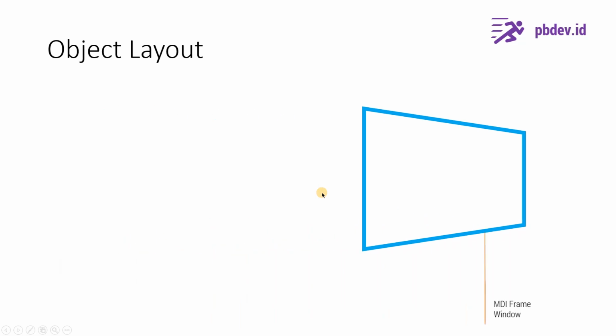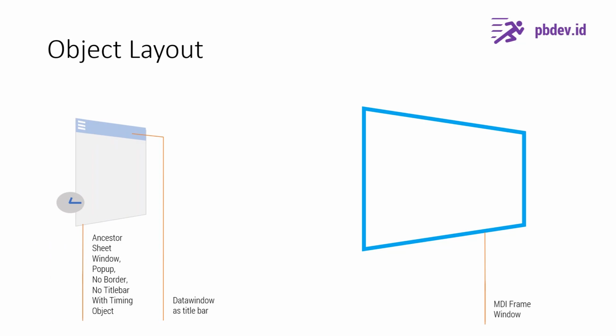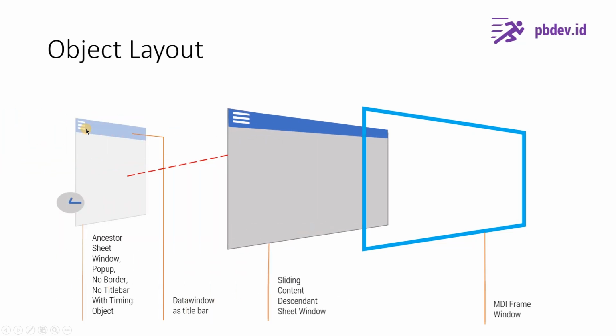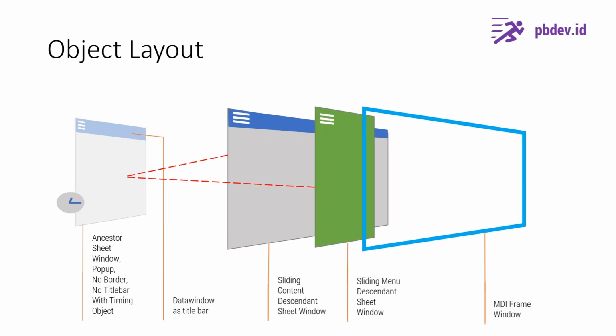Once we learn the object concept, now we'll take a look at the object layout. We will use an MDI frame window as the container, and we will create an ancestor sheet window with pop-up type, no border and no title bar, with a timing object. And we will use a data window as the title bar. The sliding content descendant sheet window will be created inherited from the ancestor window. And also the sliding menu descendant sheet window inherits from the ancestor sheet window.